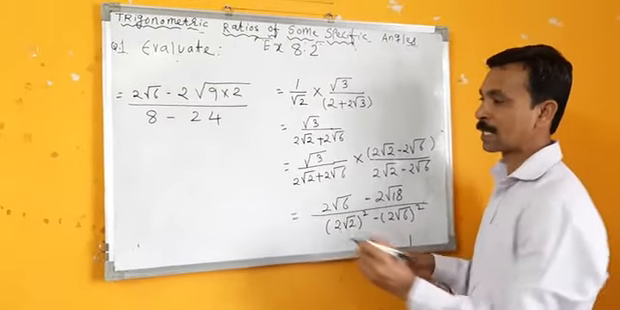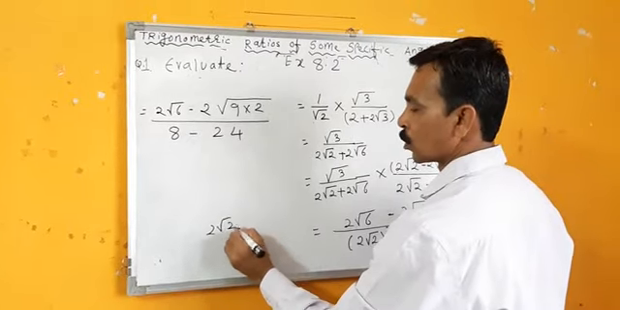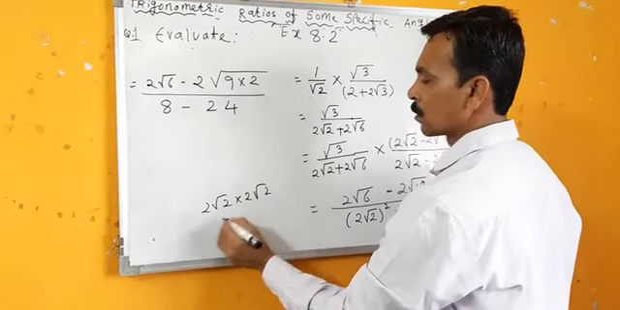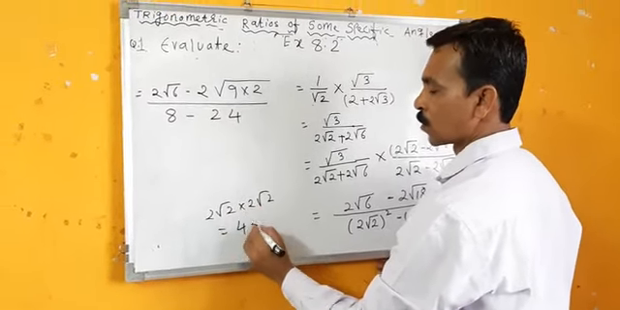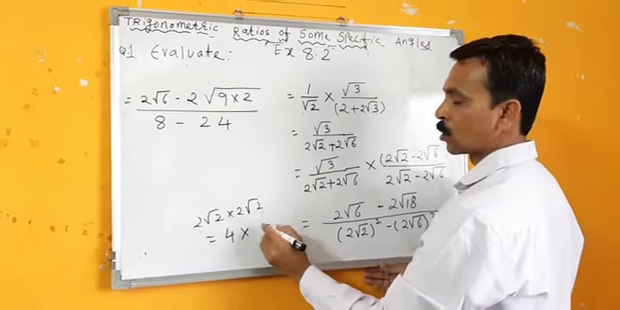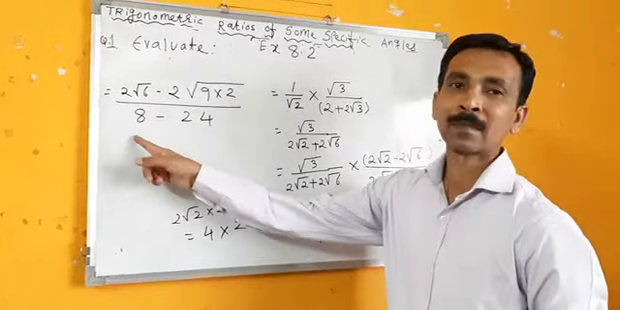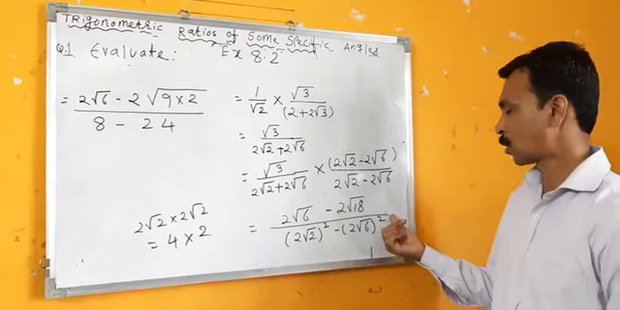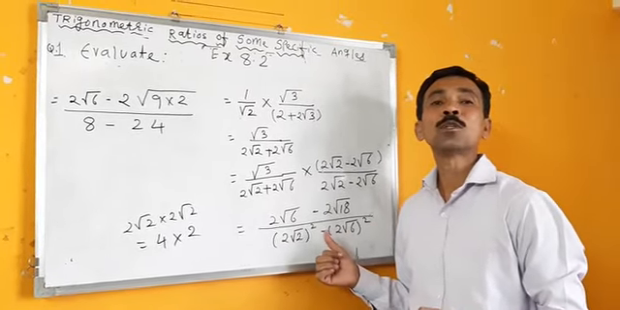2 root 2 whole square means 2 root 2 into 2 root 2. What is 2 2s? 4. Into root 2 into root 2, which is 2. So 4 2s are 8. Similarly, 2 root 6 whole square means 2 root 6 into 2 root 6.